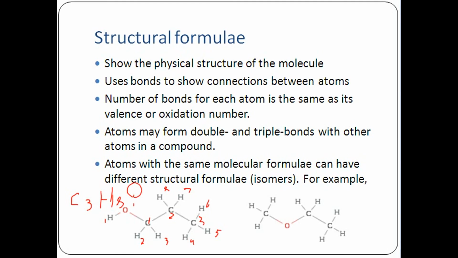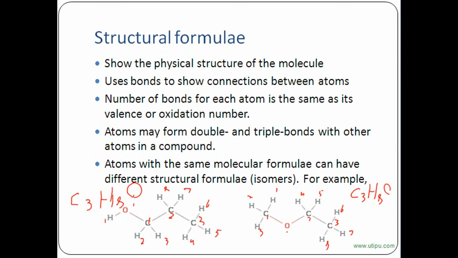Then we have a different structure over here on the right. Let's count the carbons. It has 1, 2, 3. So C3. Then the hydrogens, it has 1, 2, 3, 4, 5, 6, 7, 8. So H8. And it has one oxygen, O, right here. And so C3H8O. It has exactly the same molecular formula as the first one. These two have the same formula, but they have different structures. So these are isomers.